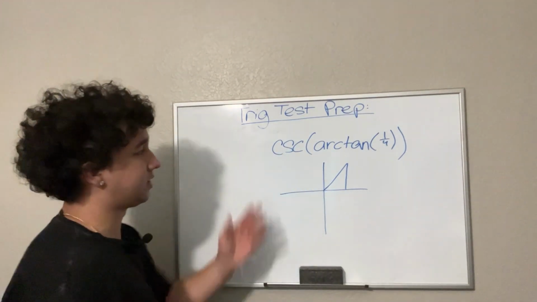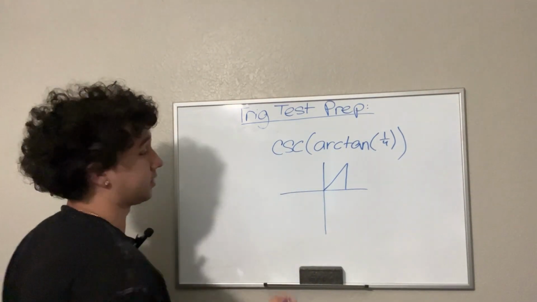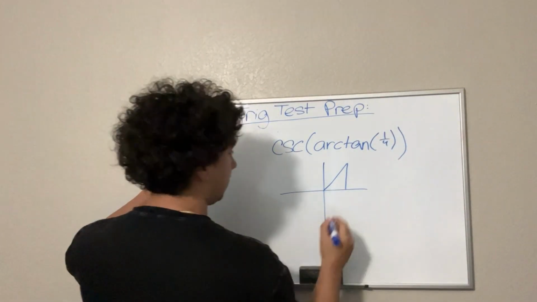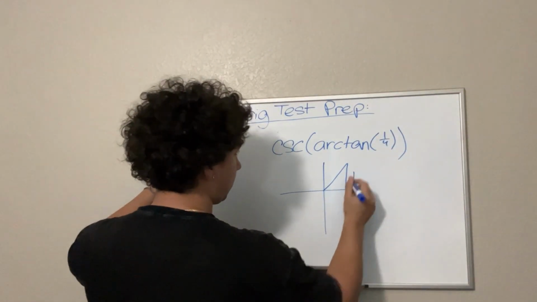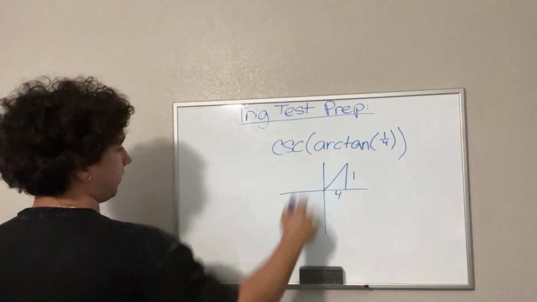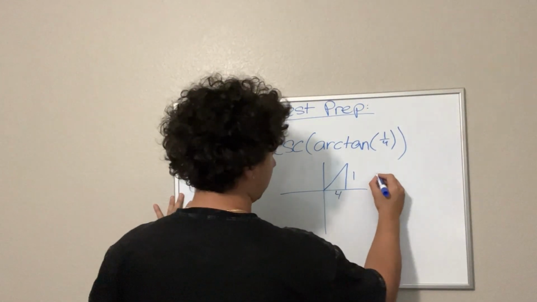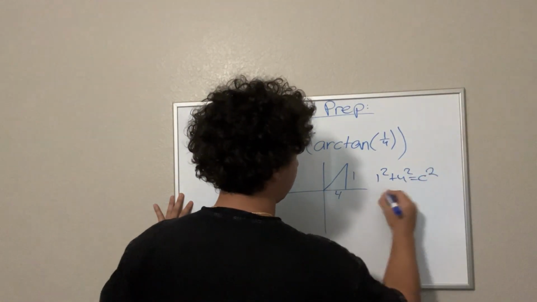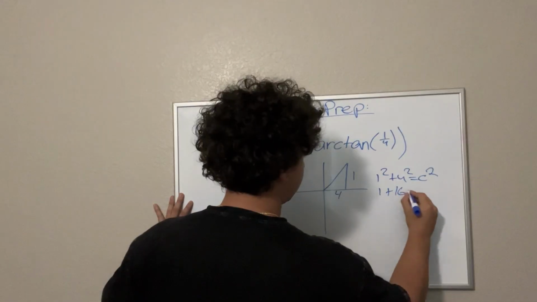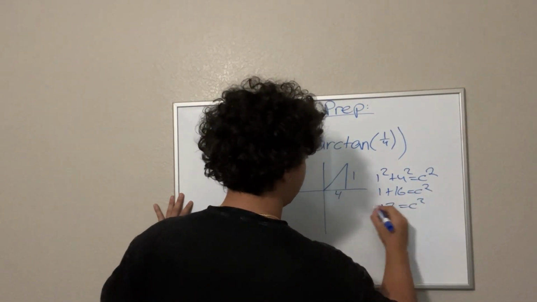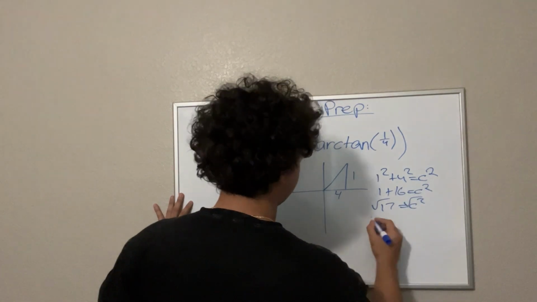Especially since eventually I'm going to have to take the cosecant of this thing, which is based on sine. So opposite over adjacent here. So opposite is going to be 1. Adjacent is going to be 4. So I got to find this remaining value here. So in other words, 1 squared plus 4 squared equals c squared. So 1 plus 16 equals c squared. 17 equals c squared. Square root of 17.